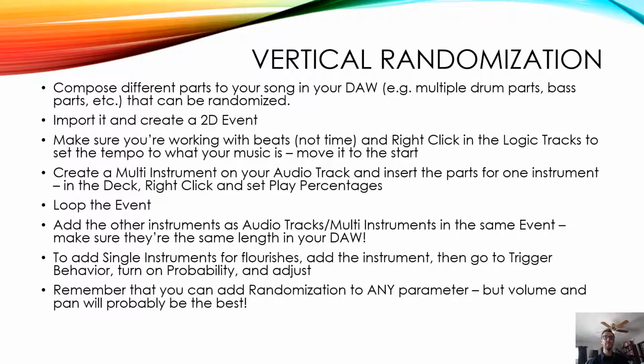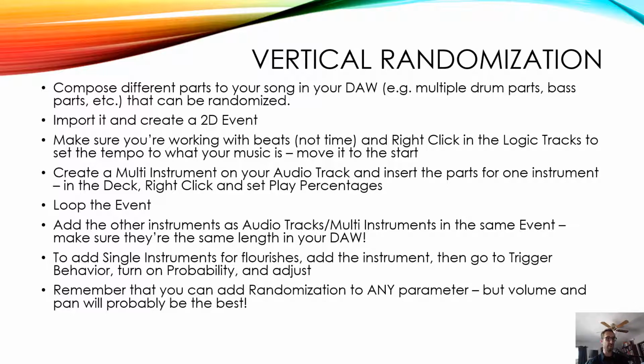Then, in the deck, you can go down and right-click and set the play percentages for those different parts of the multi-instrument so that it will randomly select based on the probability that you give for each of the parts inside that multi-instrument. Once that's done, you can loop the event. And then again, add the other instruments that form that part of the music. And do the exact same thing. Just make sure, again, that they are the same length in your DAW.